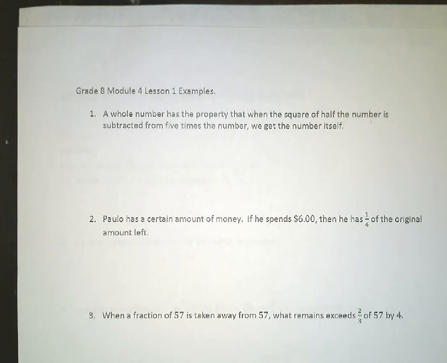So here's the first example. A whole number has a property that when the square of half the number is subtracted from 5 times the number, we get the number itself. So far, sounds confusing, doesn't it? But when we learn to go word by word and how to transcribe it, that will go a lot easier.